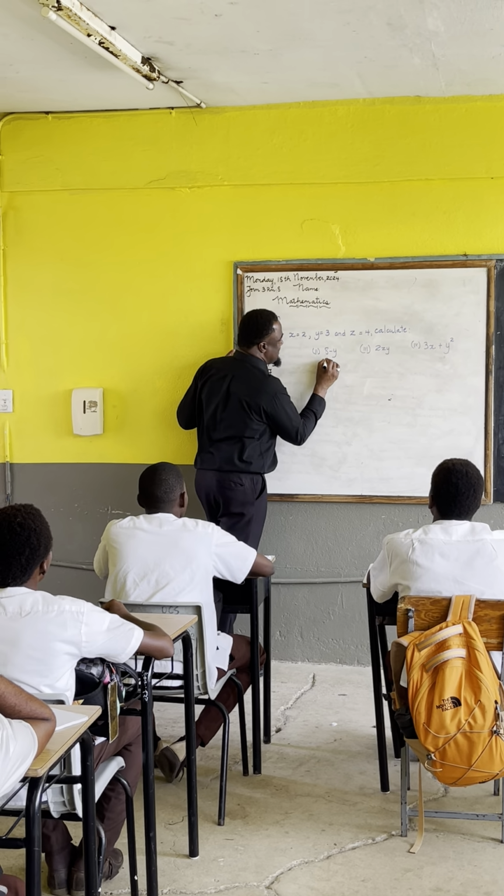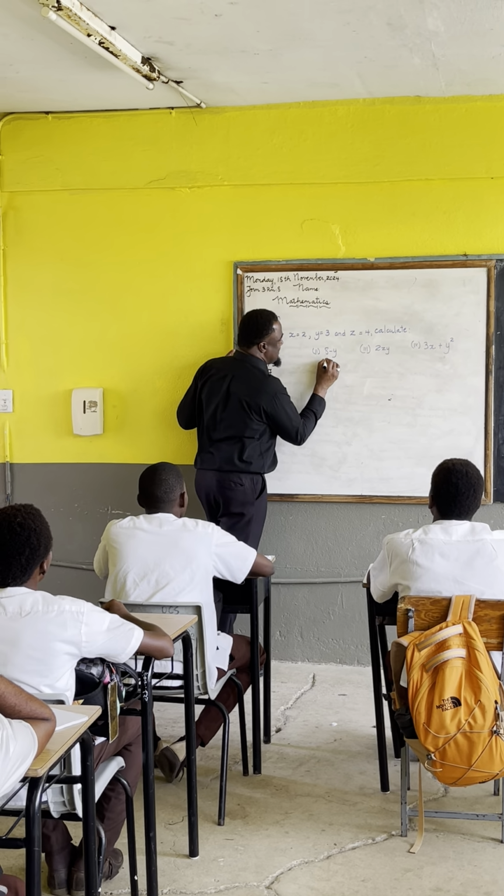And let's go. What does 2zy mean? Anybody? So this is the same as 2 times z times y. Let's do the substitution. So it is 2 times 4 times 3. So 2 times 4 is 8, times 3 is 24. Right. 24.